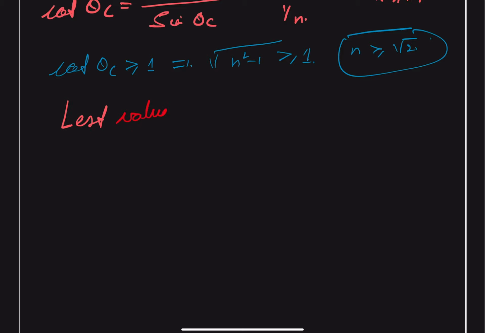So the least value of n, that is the refractive index, should be square root of 2. For this value, all the rays will have total internal reflection irrespective of the angle, that is our alpha. So I think this completes. Yeah.